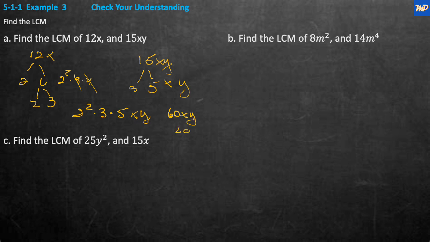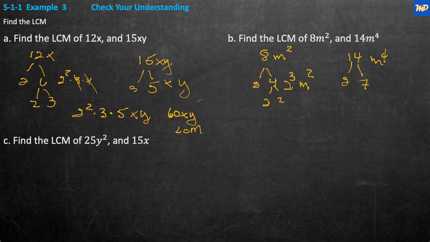That's our LCM. Let's go to this one. The LCM for 8m squared. So here's where we can say that m is already a prime number that's squared. So there's 2 m's. So 8 breaks into 2 and 4, and the 4 breaks into 2 and 2. So that's 2 cubed m squared. And this 14 is 2 and a 7. And there's another one of those prime numbers, 7. And m to the 4th. 2 times 7 times m to the 4th.